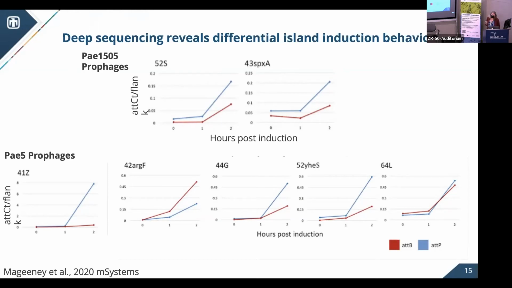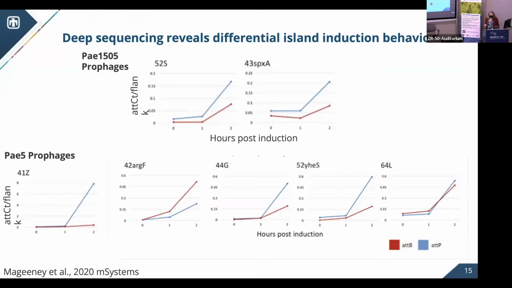But what I want to point out for at least the phages that we ended up working with is that attB is always in blue and attP is always in red. Then we see this pretty consistent trend where the attB and attP are relatively close, suggesting there's some excision happening up to 1 hour. And then we get these large peaks of attP, which suggests not only is excision happening, but we can actually monitor replication in real time.